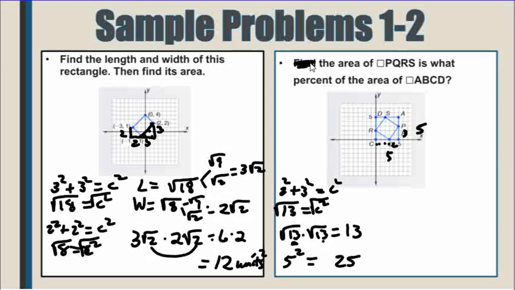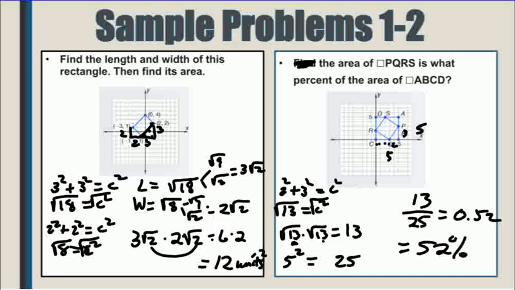So the area of the smaller one is what percent of the bigger one. So we're going from small to big. If I do the 13 over 25, do the division, 13 divided by 25 gives you 0.52, which is 52%.